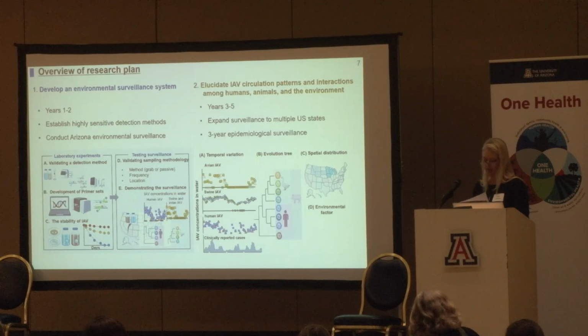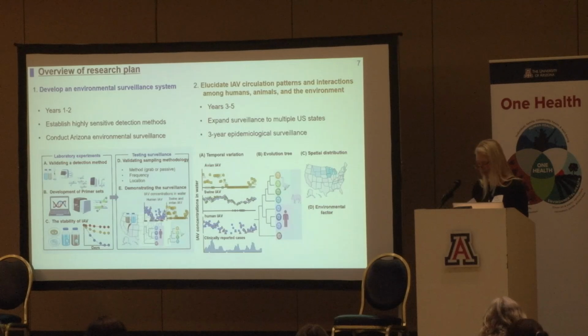So our second aim is to elucidate how IAV circulation and interactions are happening between animals and humans. In this phase, we'll expand our environmental surveillance to potentially other states in the US. So we'll need to write some other grants to get this funded. But eventually, we'll have this long-term data set that can help verify our system for elucidating meaningful epidemiological information on a broader scale.